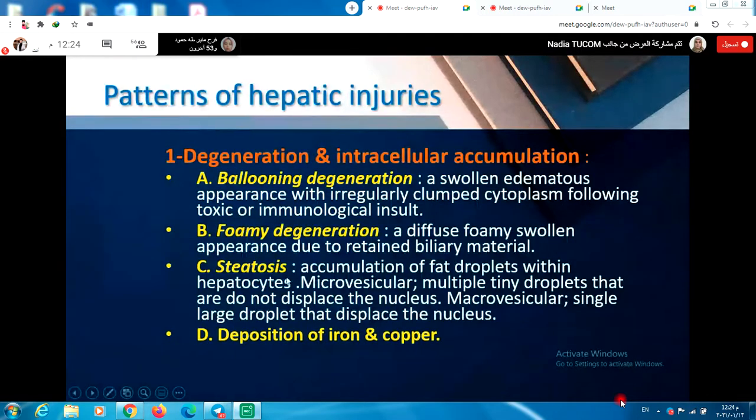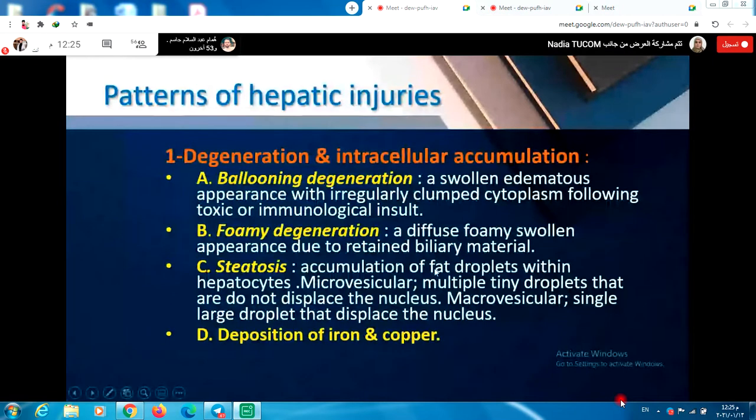Steatosis. Any idea what steatosis is? What is the other name of steatosis? You took it previously in cell injury. We took steatorrhea in malabsorption in celiac disease. Steatorrhea, right? But what is steatosis? The other name of steatosis is fatty change. Fatty change, exactly, or fatty degeneration.